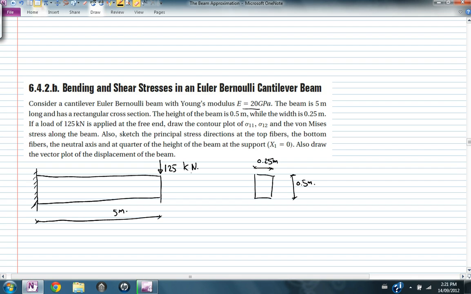draw the contour plot of sigma 1. So we want to know what sigma 1 is at every point, what sigma 2 is at every point, and what the von Mises stress along the beam is.